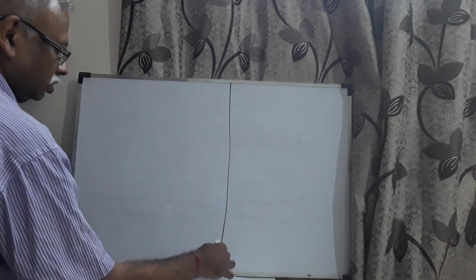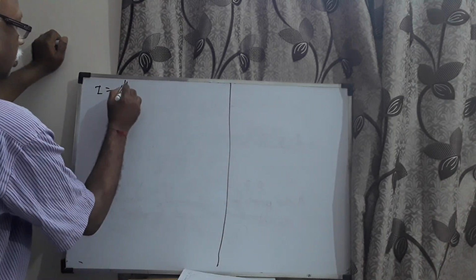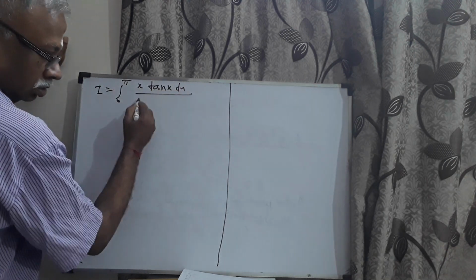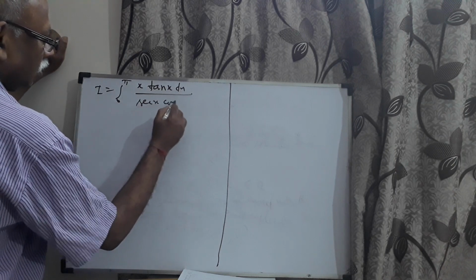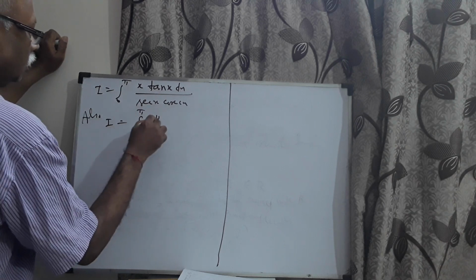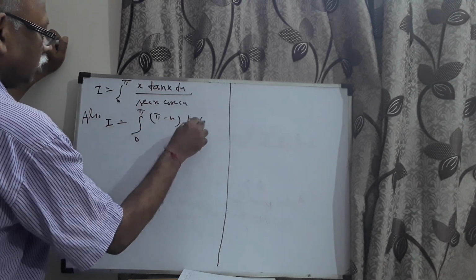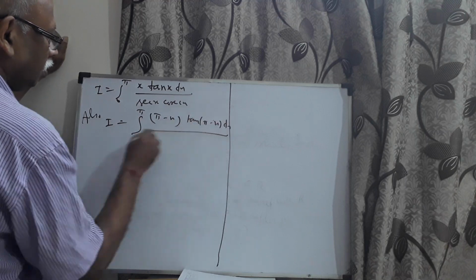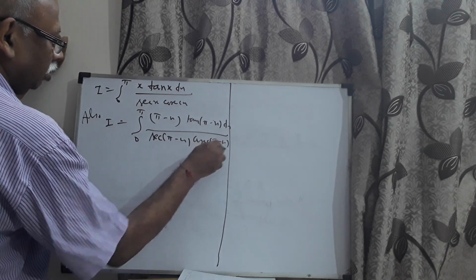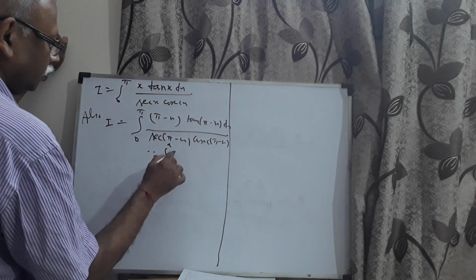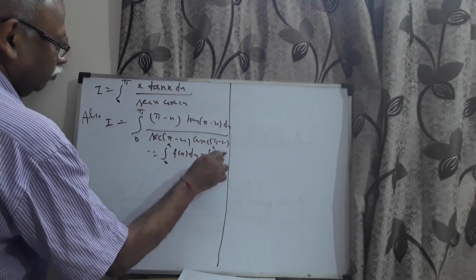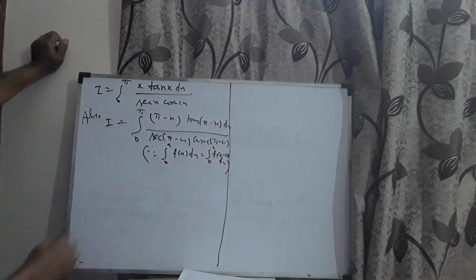I call it as I is equal to integral 0 to pi x tan x dx by secant x cosecant x. Also I is equal to integral 0 to pi of (pi minus x) tan(pi minus x) dx by secant(pi minus x) cosecant(pi minus x). So the rule behind this is integral 0 to a f of x dx is equal to integral 0 to a f of (a minus x) dx. Instead of a I have pi.